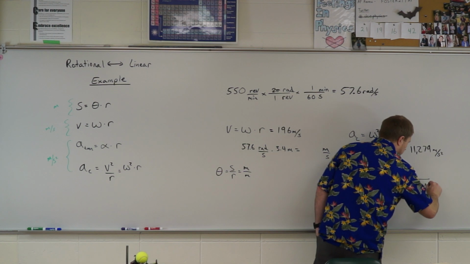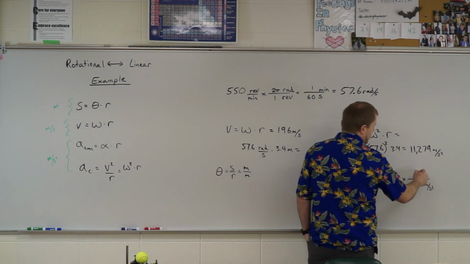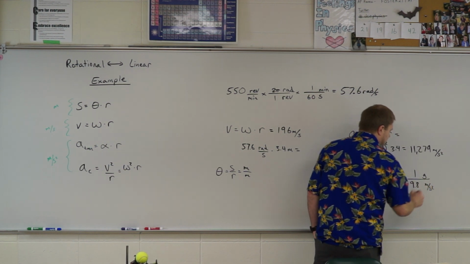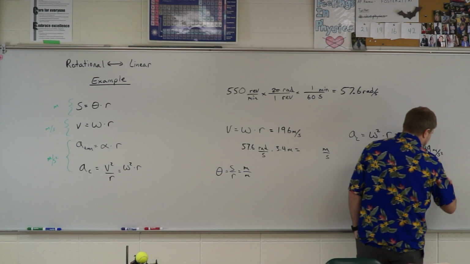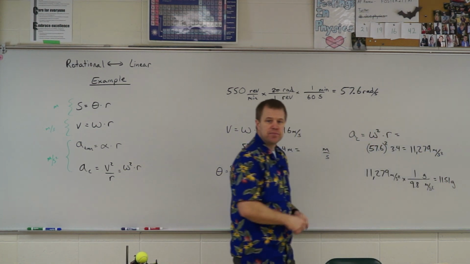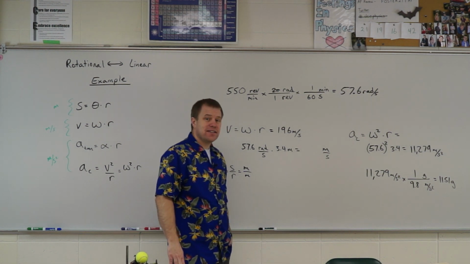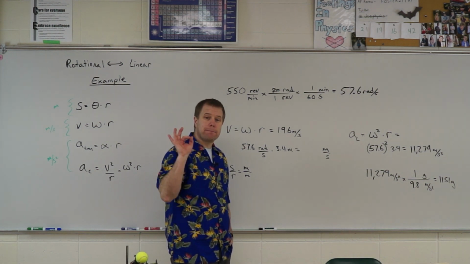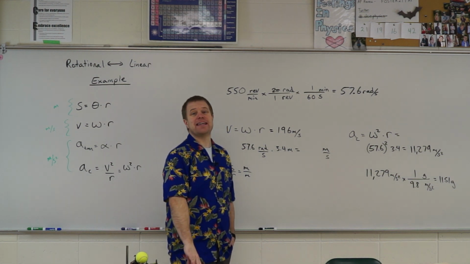We'll remember back when we did that a couple of times: we want to get rid of meters per second squared and go to g's. We know that the acceleration of gravity on Earth is 9.8. So go ahead, divide that by 9.8, and you get 1,151 g's. Okay? That is a lot. That is why these helicopter blades need to be perfect. If they are not, they could be torn apart, and that would be catastrophic.